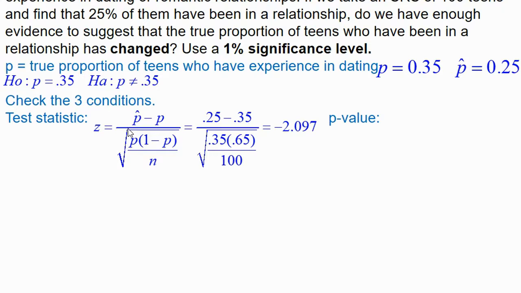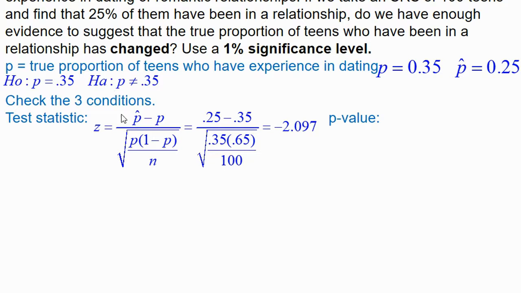So here's the formula. z equals, this is the formula for your test statistic, z equals p hat minus p divided by the standard deviation, which will be the square root of p times 1 minus p over the sample size. So once you have the formula memorized and written down, now you can start using substitution.